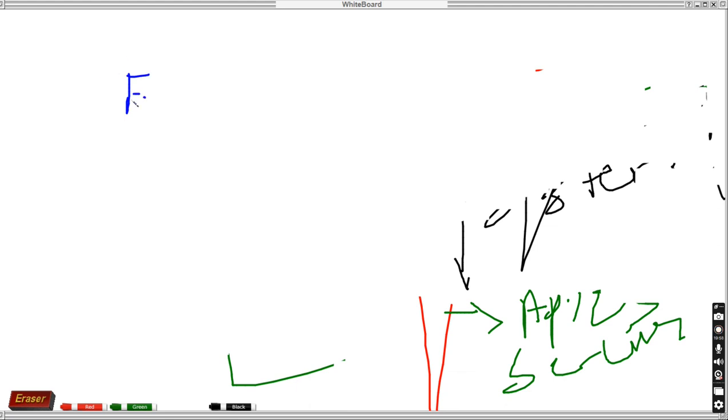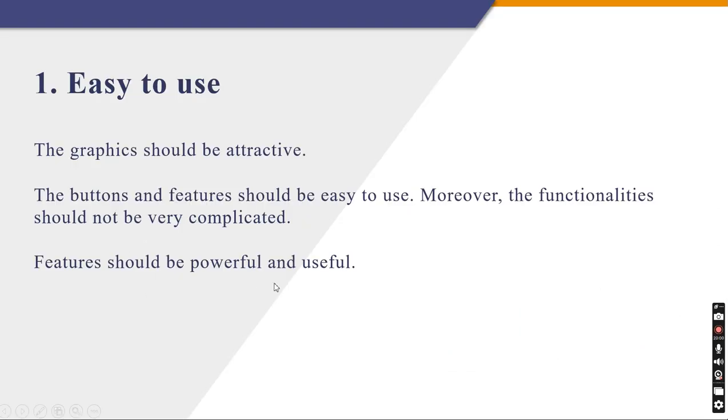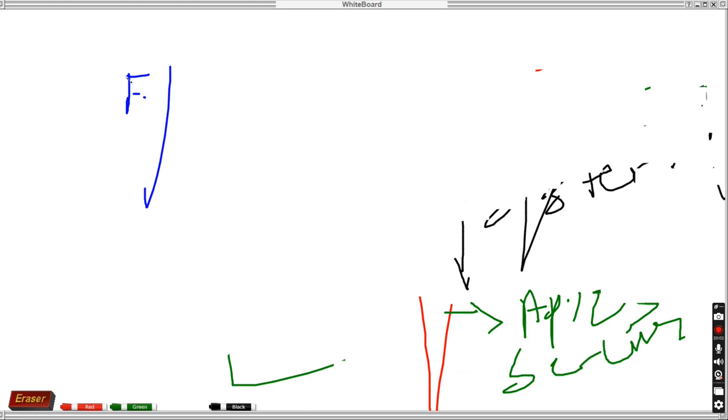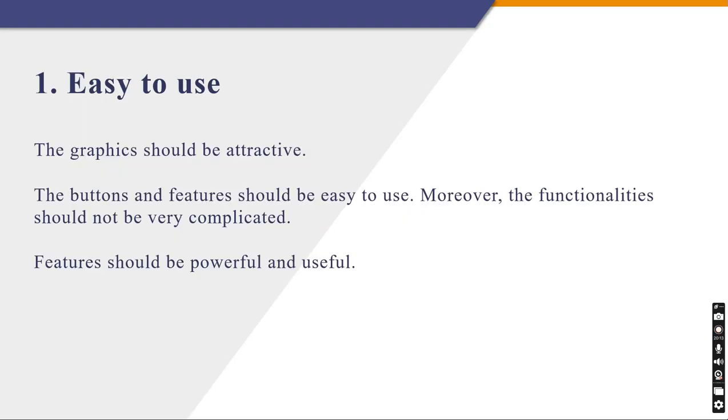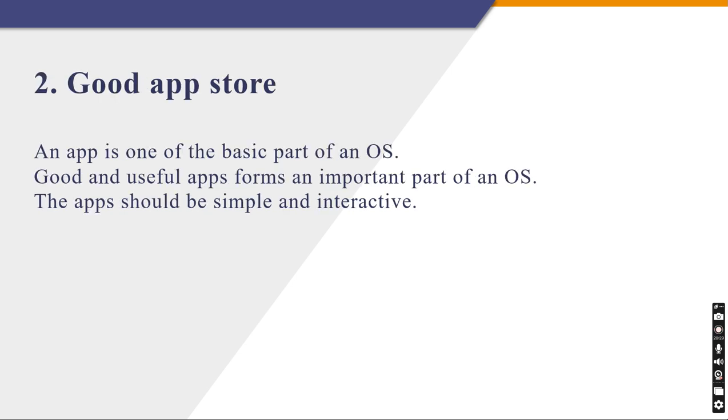Features should be super powerful and useful, and easy to use. As you know, mobile operating system means your mobile phone is easily maintainable and carryable, because wherever we go we can easily carry our mobile phones and iPhones, because every mobile phone gadget contains a mobile operating system. And the second one is good app stores.